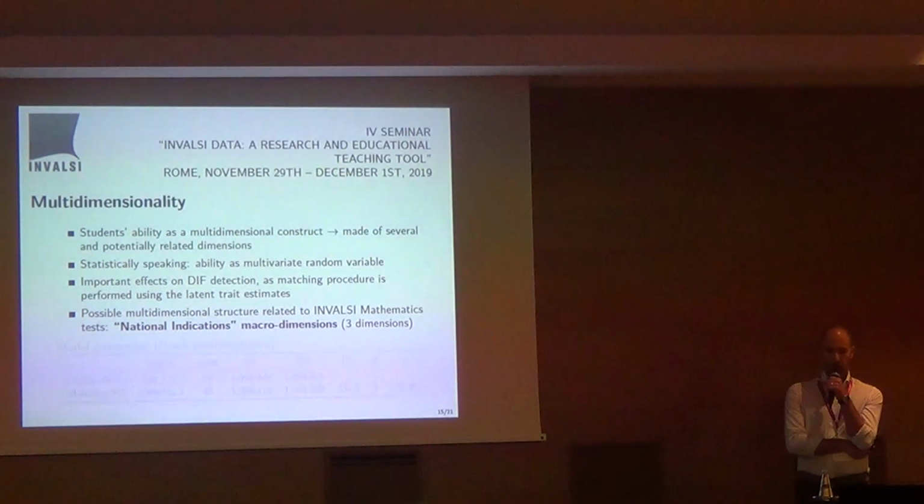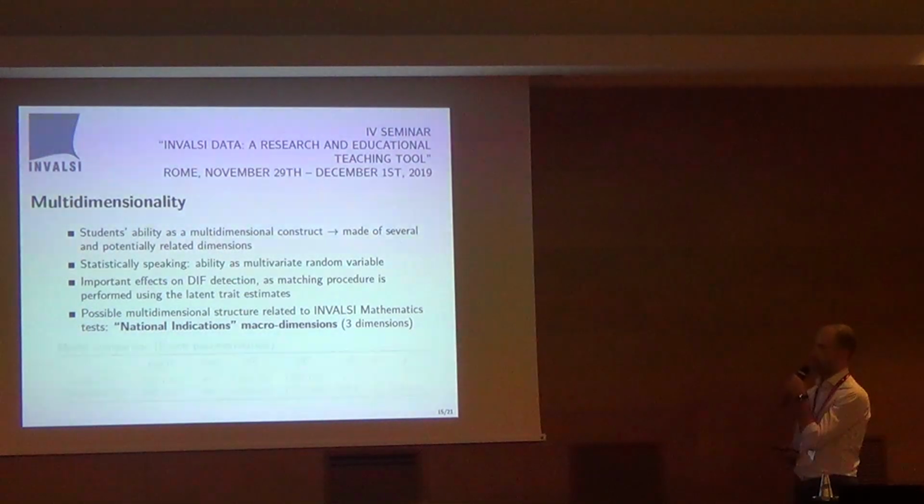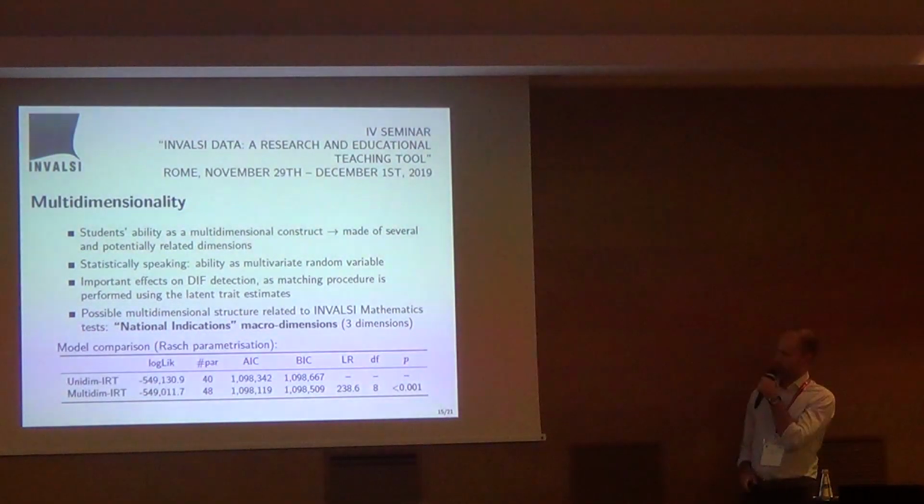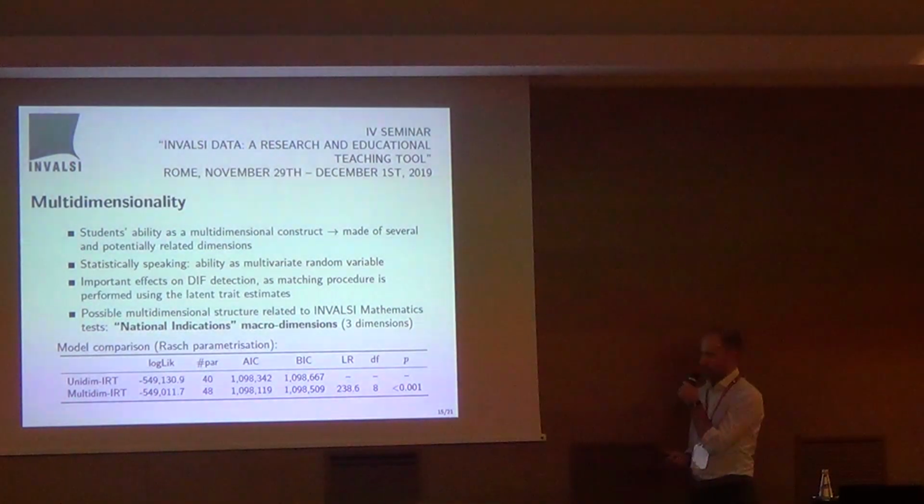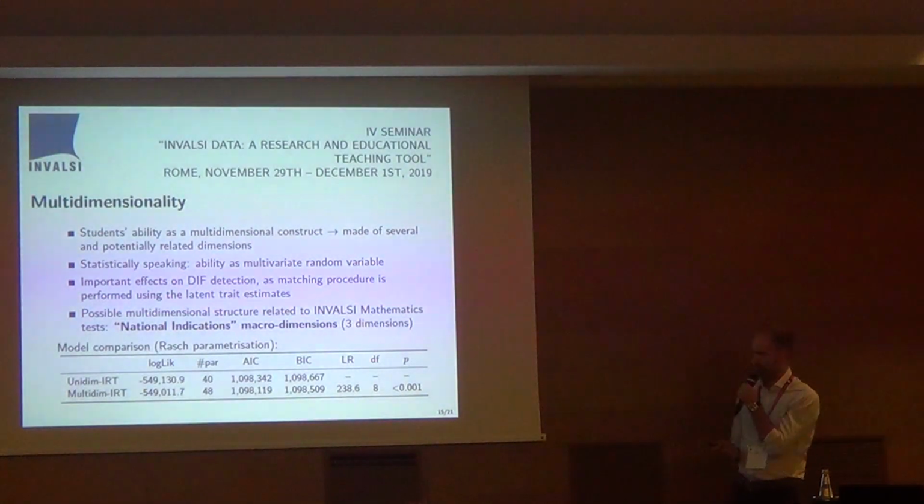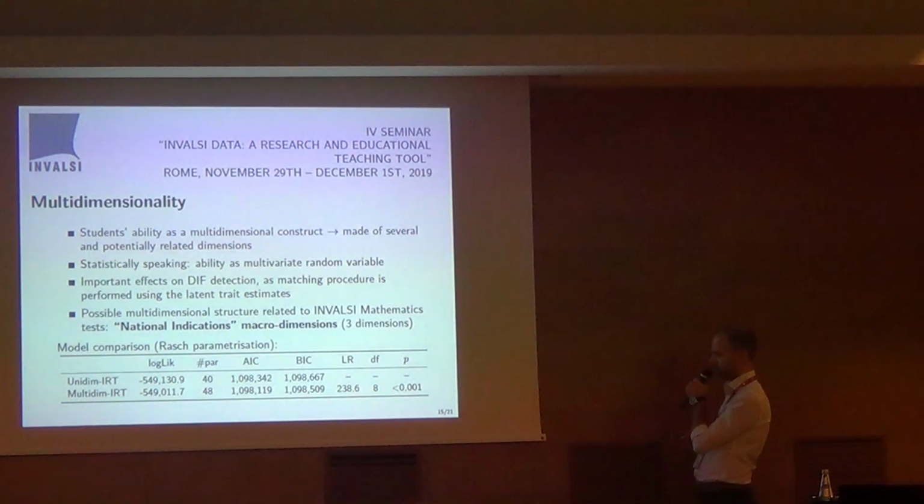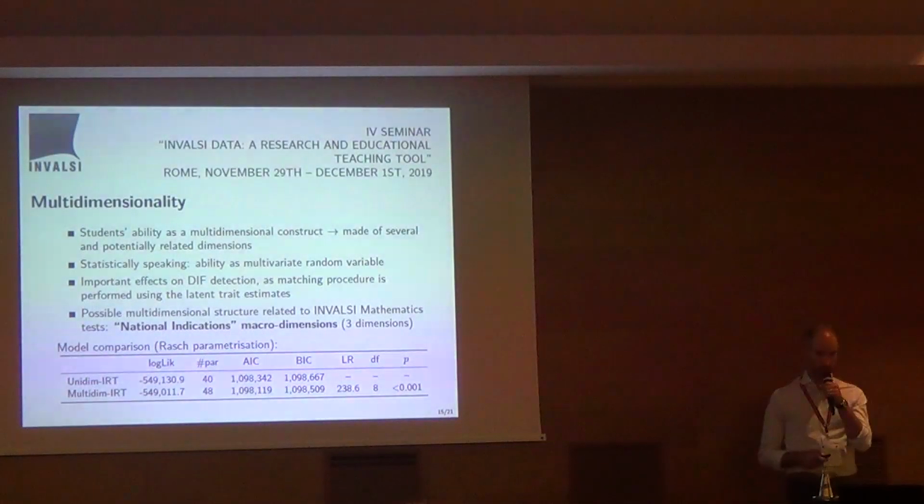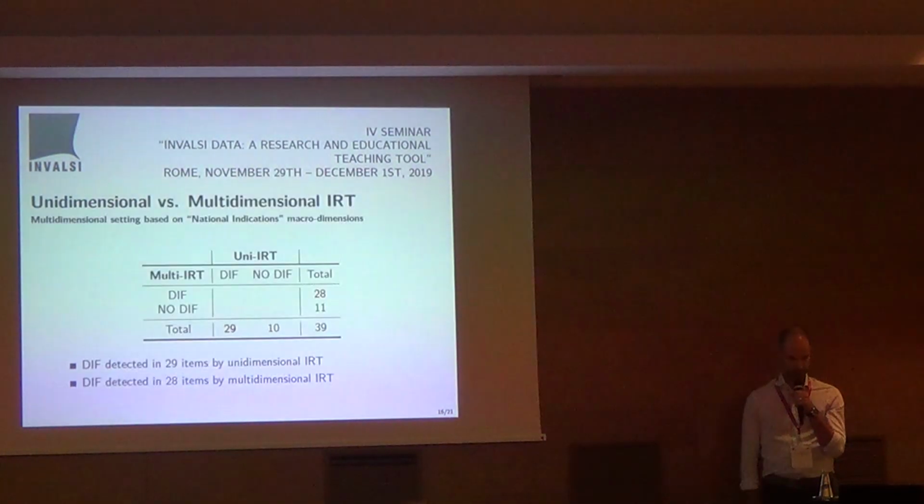In particular, we used the multidimensional structure based on the initial indication. So we have 3 dimensions, and the first result is a simple model comparison between the unidimensional IRT model versus the multidimensional one using the Rasch parameterization. And according to the AIC or the BIC, or a simple likelihood ratio test, we can observe that the multidimensional model has a better fit on this data. So we can use this multidimensional model.